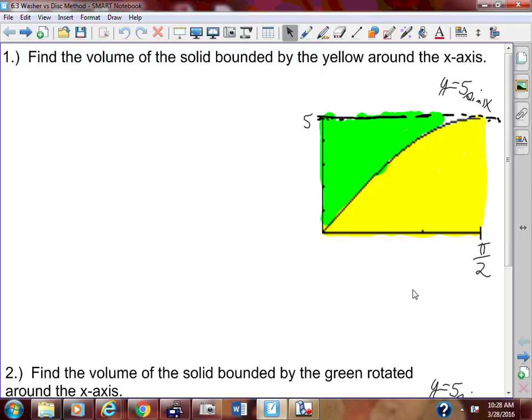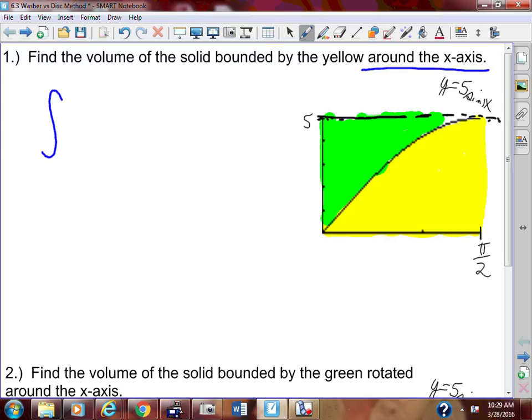Today we are trying to get the volume of solids. When we go to find volume of solids, we are still going to set up an integral. This time though, we are going to take, in this case, just the yellow region. We're going to be revolving it around the x-axis.